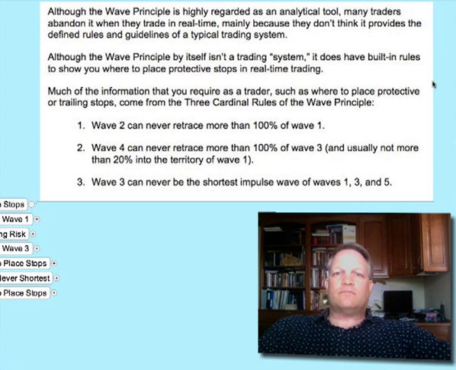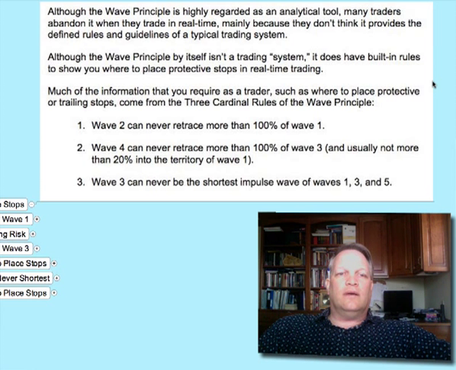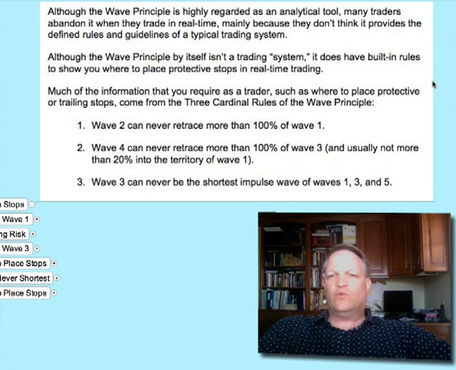Now, rule 1, wave 2 can never retrace more than 100% of wave 1. Number 2, wave 4 can never retrace more than 100% of wave 3, and usually not more than 20% into the territory of wave 1, at least on the slower, more docile currencies. Number 3, wave 3 can never be the shortest impulse wave of waves 1, 3, and 5.